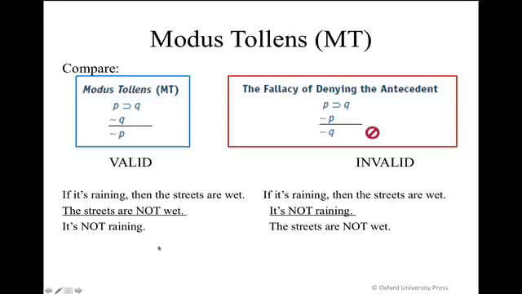So you can see again that you have the contrast between the valid rule form and the imposter, in this case denying the antecedent. So you can construct a truth table for each so that you can see how the fallacy of denying the antecedent fails. It fails on row or line number 3.